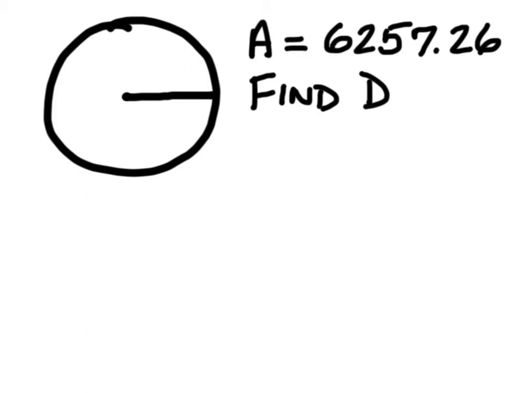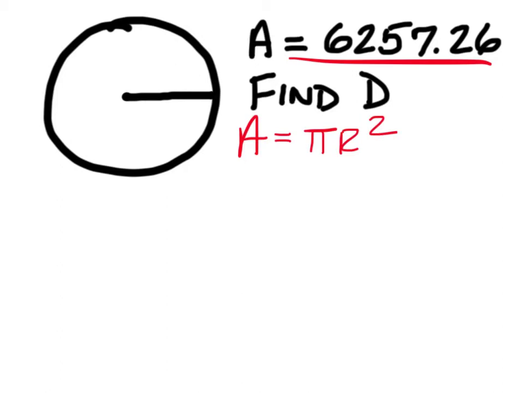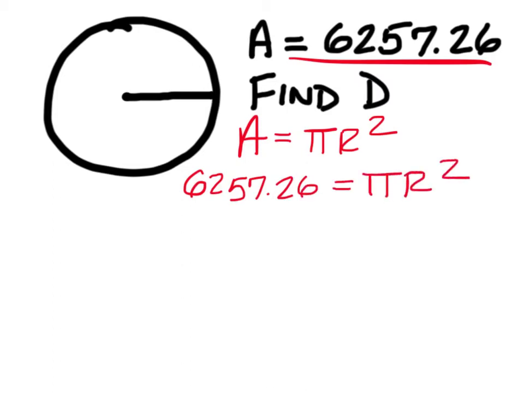Alright, on this one where you're given the area and you have to find D. The formula for area is pi r squared. You're given the area as 6257.26 and set it equal to pi r squared. Your first step is to get r squared by itself. So divide both sides by pi, and those cancel out.